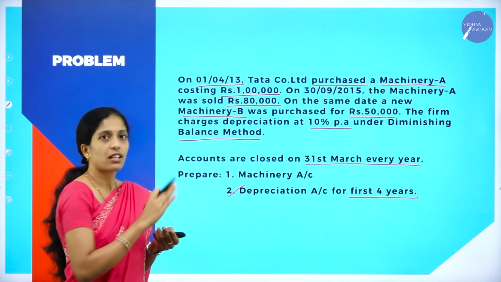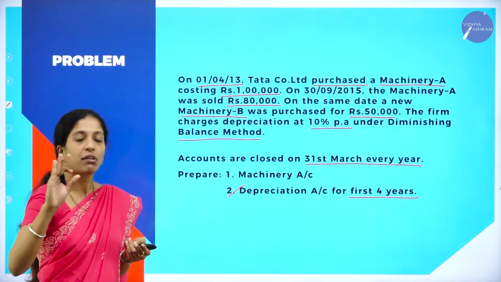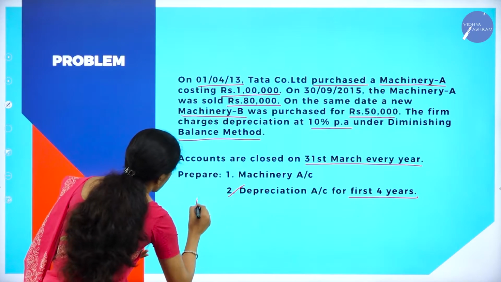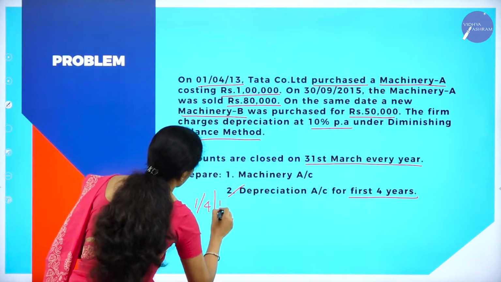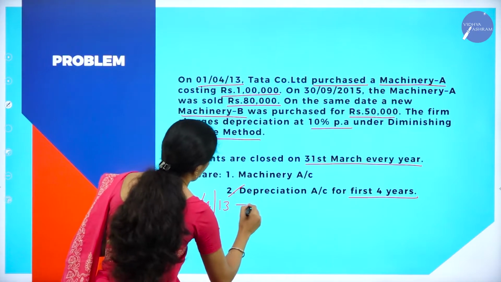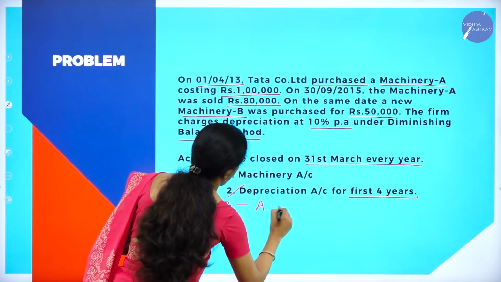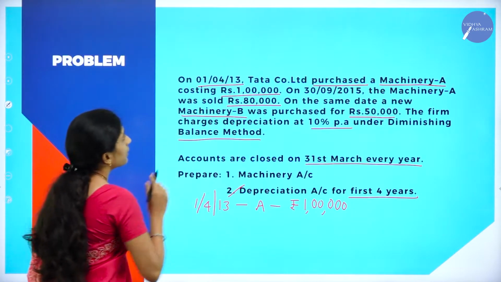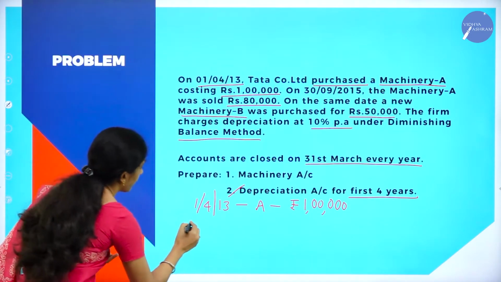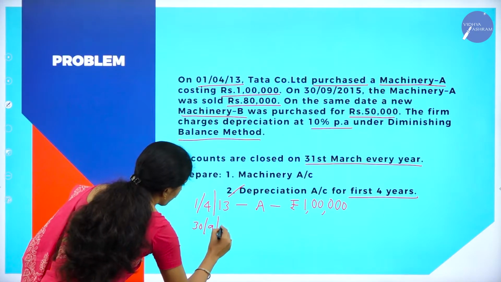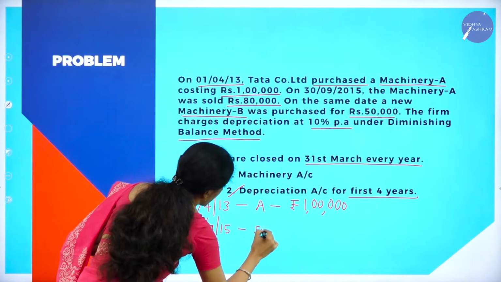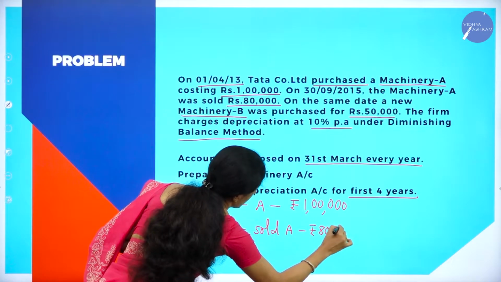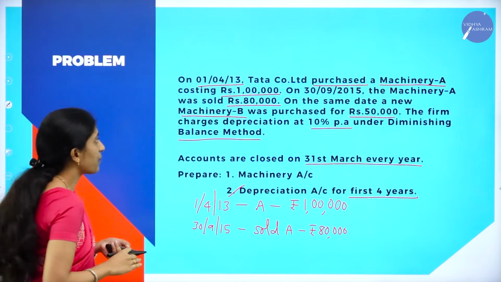Once you see the problem, please write the dates so that it will be easy for you to prepare the ledger accounts. Now, when did they purchase a machine? On 1/4/2013. They have purchased a machine, machinery A, worth rupees 1 lakh. Next, on 30/9/2015, they have sold machine A for rupees 80,000.